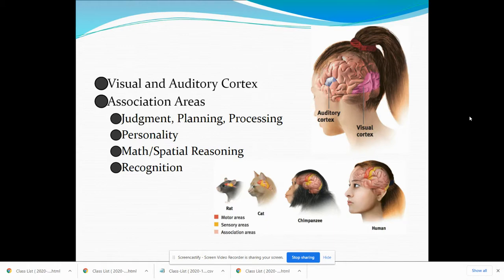And then finally, the association areas of our temporal lobe allow for recognition of faces. So if we didn't have this, or if we had damage to this, while we would still be able to recognize specific characteristics in people's faces, we wouldn't be able to connect it to any individuals.